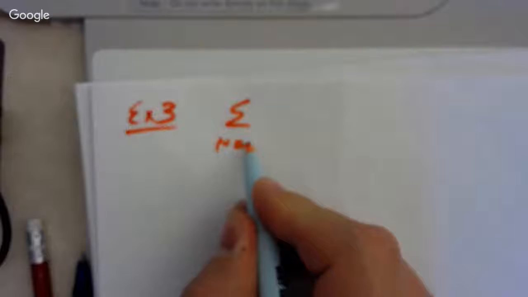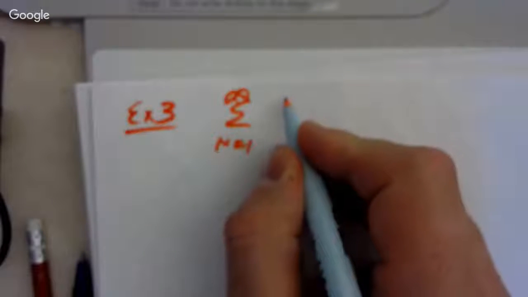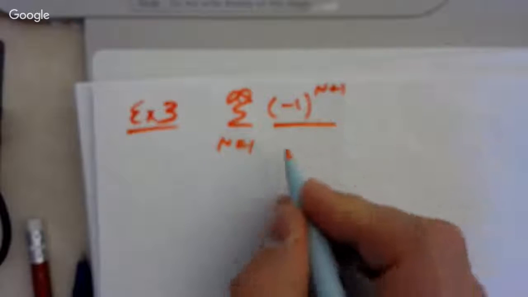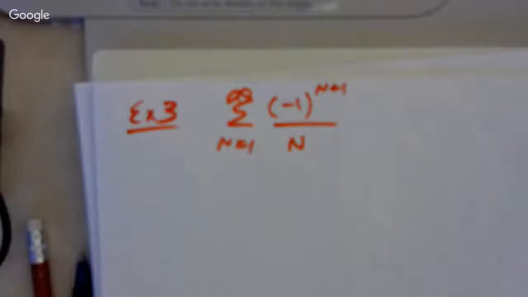Example 3. Let's go for the sum from n equals 1 to infinity of -1 to the n plus 1 over n. With an alternating series, we could get 3 answers. It's not just converge or diverge. It could be absolutely convergent, it could be conditionally convergent, or it could be divergent.